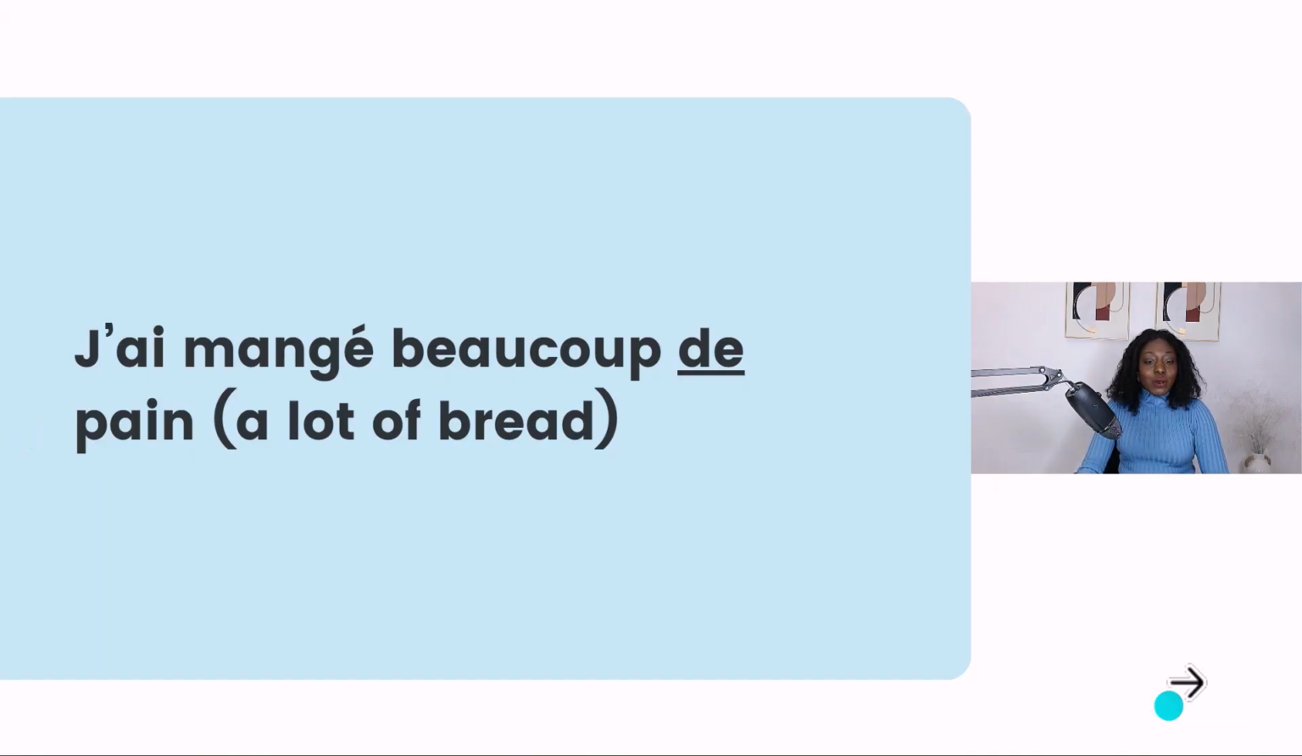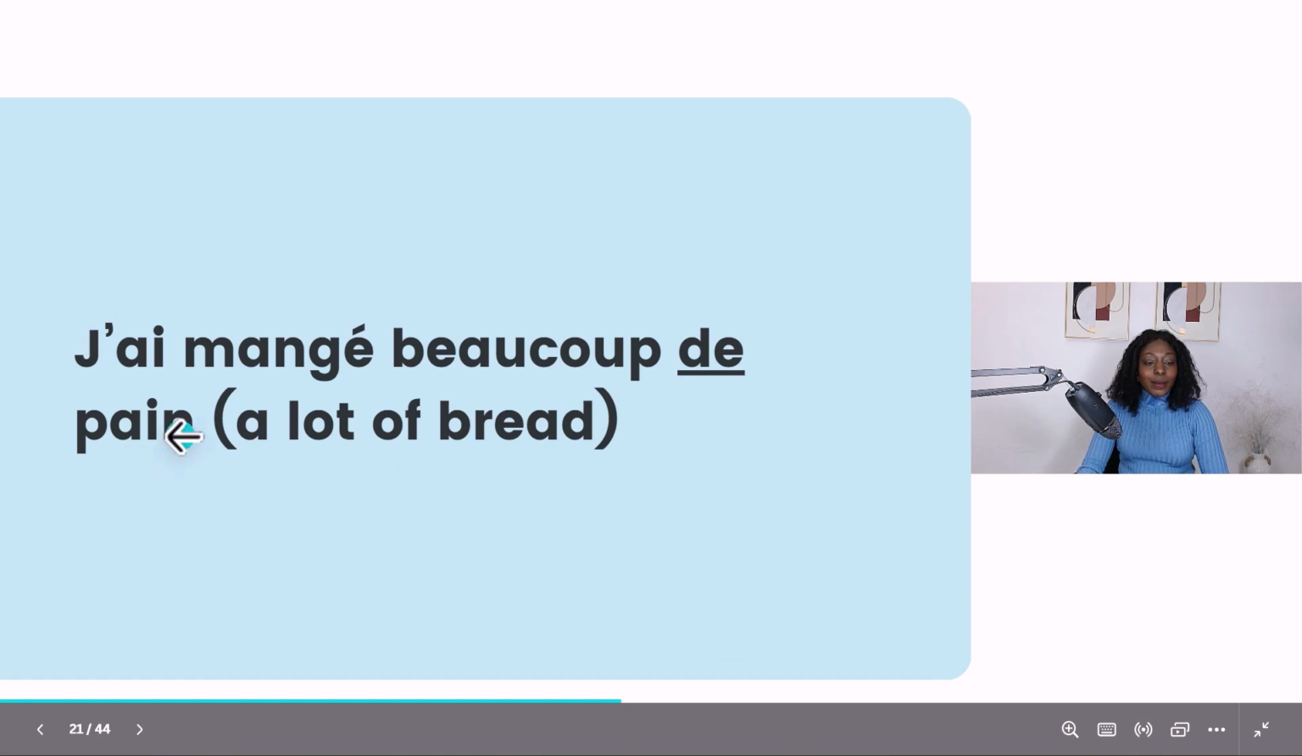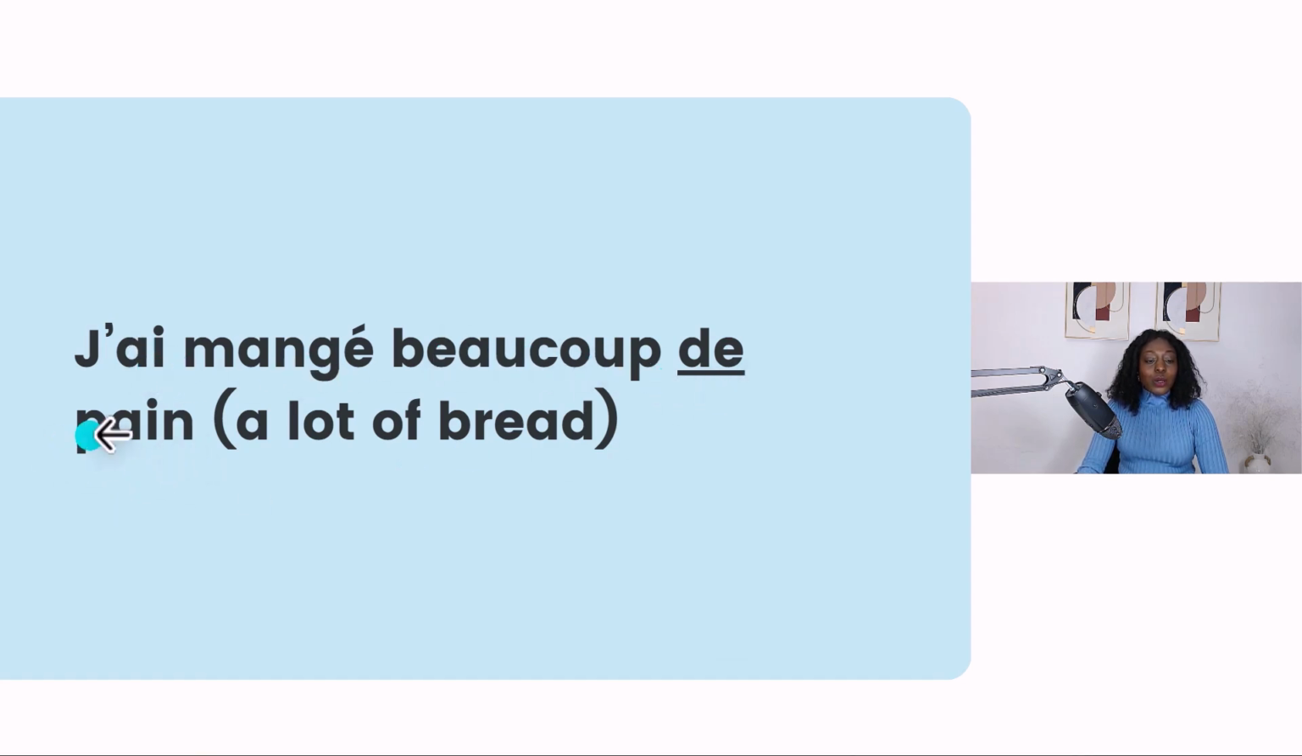Example, j'ai mangé beaucoup de pain. Here you see I underlined de. Pain is a masculine singular noun, but when it's together with beaucoup de, the partitive article de does not change. So when we have expressions like beaucoup d'eau, trop d'eau, we use the de as it is and it does not combine with the masculine noun to form du. You do not say j'ai mangé beaucoup du pain.